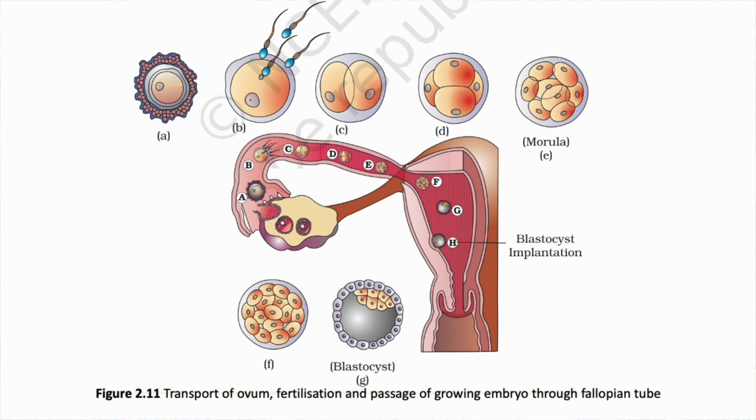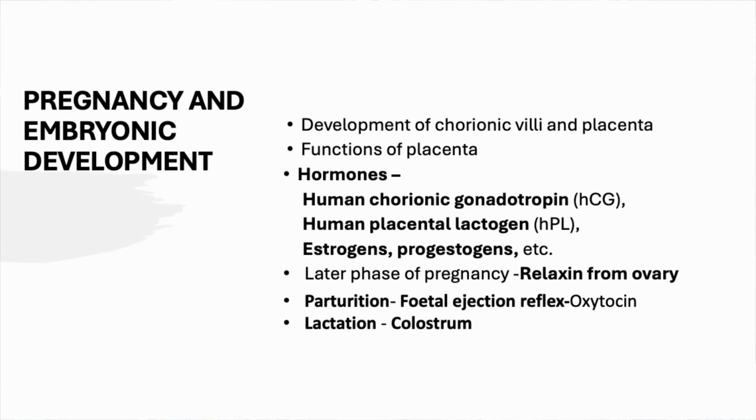When we come to embryonic development, learn where implantation takes place, the development of the placenta, and the developmental stages from zygote to blastocyst, labeling the blastocyst, the trophoblast and the inner cell mass, and the fate of the cells. Towards the end of the chapter, we learn the importance of stem cells, development of chorionic villi and placenta, functions of the placenta, and some hormones like human chorionic gonadotropin, human placental lactogen, estrogens and progestogens secreted by the placenta.